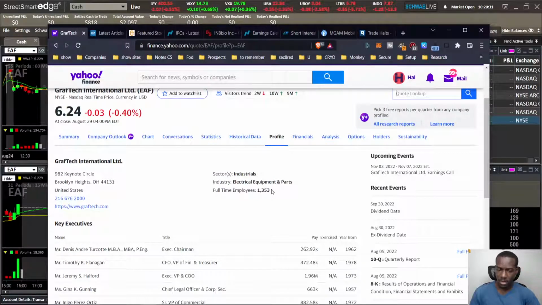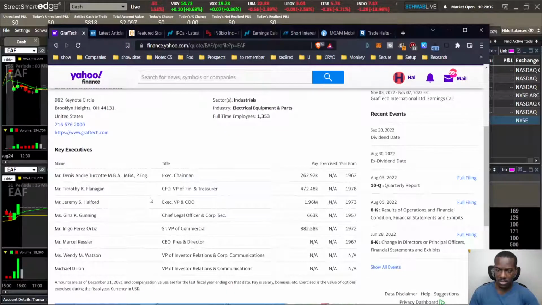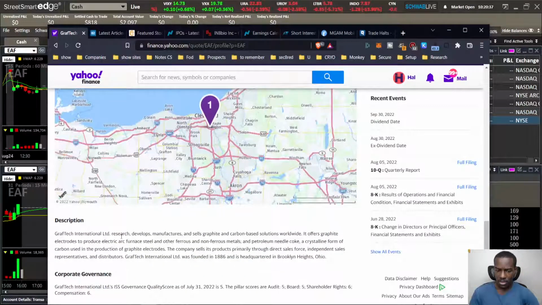Electrical equipment and parts. Keynote Circle, Brooklyn Heights. What do y'all do? GrafTech International researches, develops, manufactures and sells graphite and carbon-based solutions worldwide. It offers graphite electrodes to produce electric arc furnace steel and other ferrous and non-ferrous metals. So that's iron and non-iron.